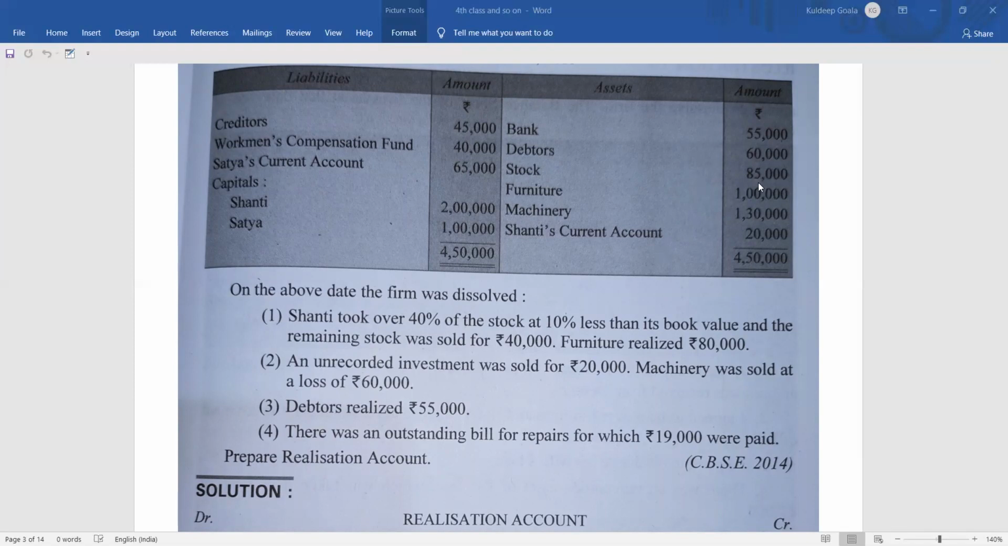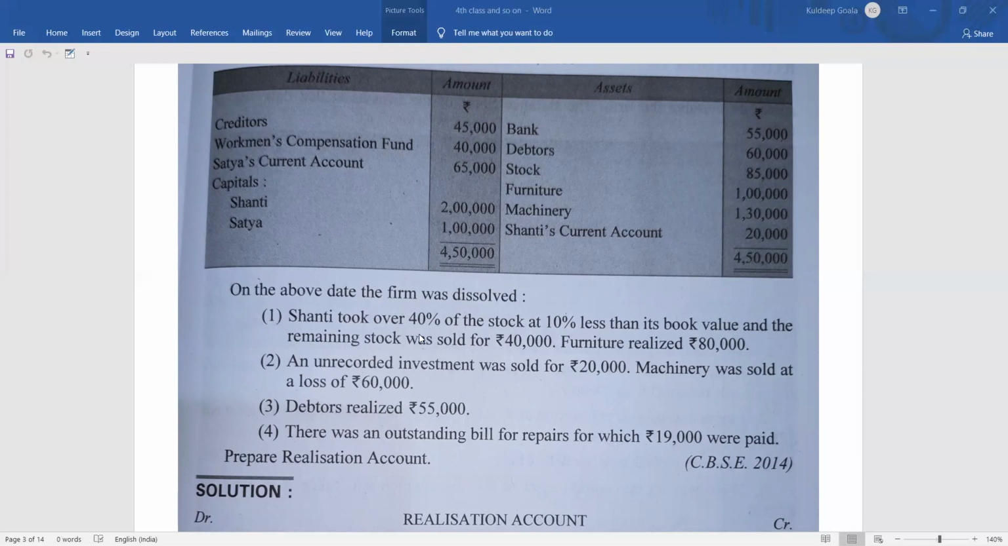So 34,000 minus 10%. Less 10% means after a discount, a 10% discount has been given. So from 34,000, if you deduct 10%, what is 10% of 34,000? 3,400. So from 34,000, if you deduct 3,400, it will be 30,600 rupees, isn't it? So 30,600 rupees is the value of the stock that Shanti took. Shanti took the 40%, but at 10% less. So she took it at 30,600 rupees. So how will the journal entry be?